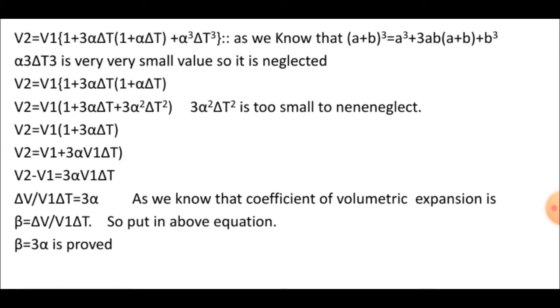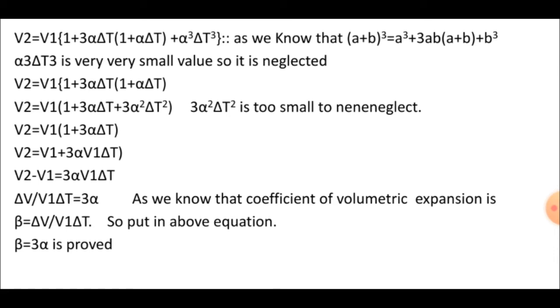3 alpha square delta T square is too small, so it is neglected. V2 is equal to V1 into 1 plus 3 alpha delta T. V2 is equal to V1 plus 3 alpha V1 delta T.